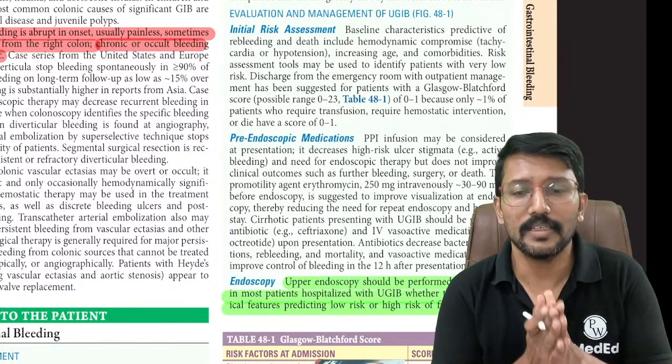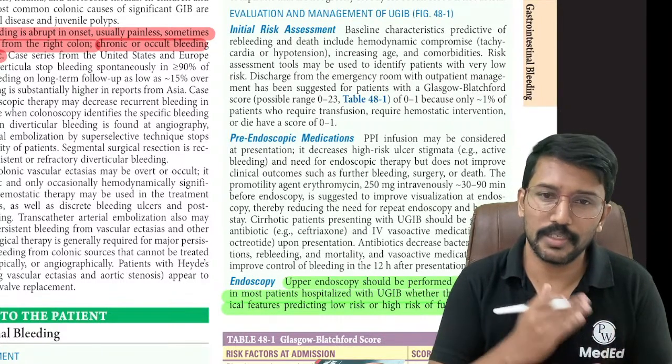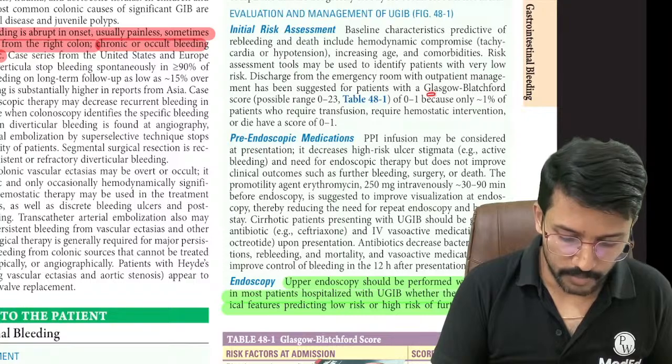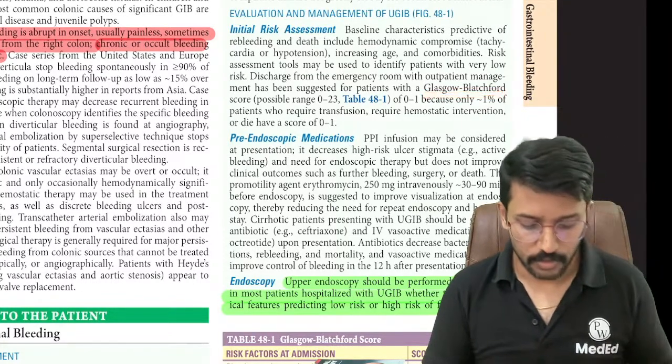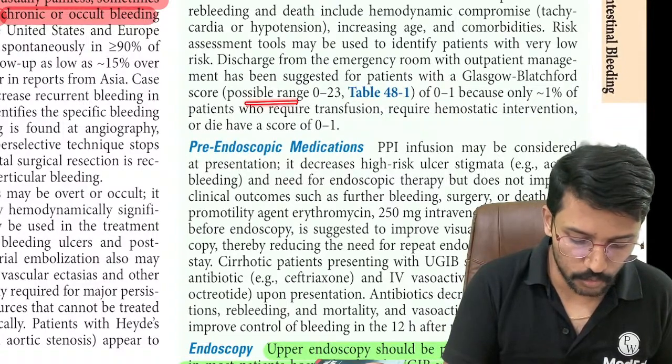Okay. Now Harrison also goes on to discuss the approach, and in the approach he says the first thing is to assess the risk. When you say risk, what does it mean? We are talking about the need for transfusion and need for endoscopic intervention, and he also follows the same thing. We will be looking at the Glasgow-Blatchford score. The possible score in the Glasgow-Blatchford score is 0 to 23.